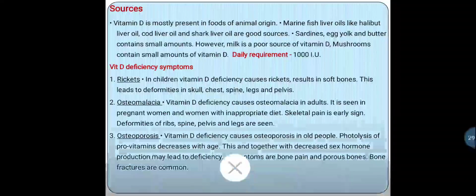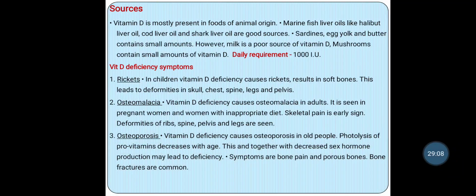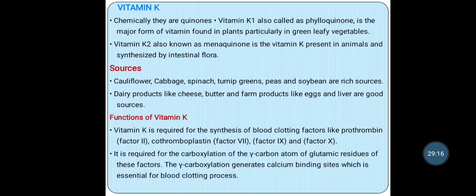So generally rickets occurs in children, osteomalacia occurs in adults and osteoporosis occurs in old people. The next vitamin is vitamin K.